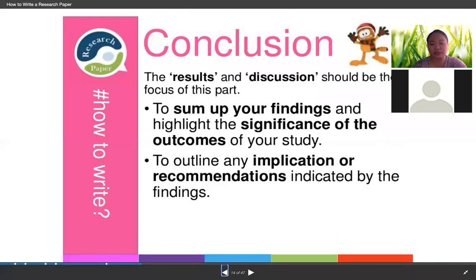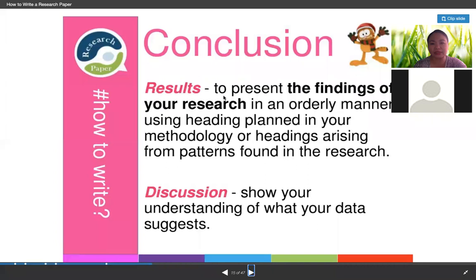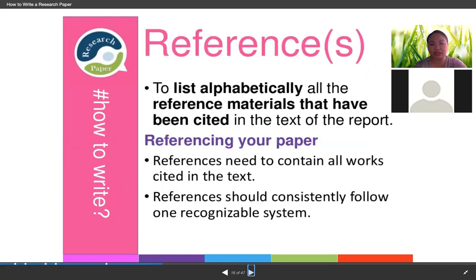For your conclusion, results will also sometimes be presented, no? Kaya ng binasa ko, which presents the findings of your research in an orderly manner using headings planned in your method or headings arising from patterns found in the research. And the discussion shows your understanding of what your data suggests. So those are all part of the conclusion.